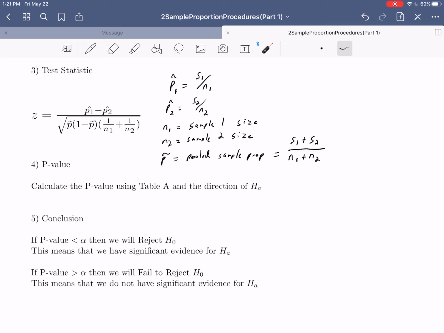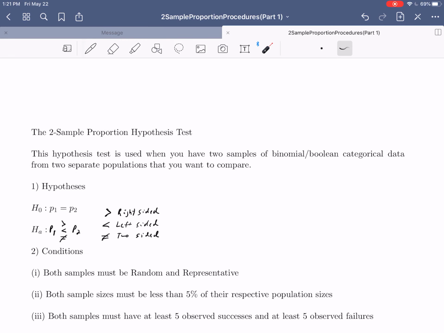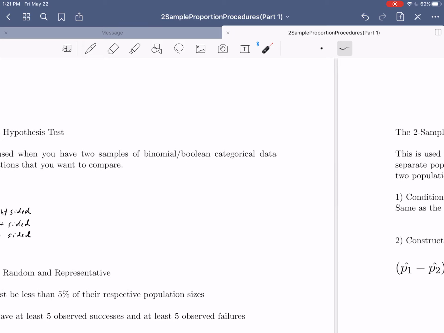All right, so this is your two-sample proportion procedure. Again, this is used when you want to compare two samples of binomial or Boolean categorical data from two separate populations. There is also a corresponding confidence interval, so let's talk about that, and then we'll get to our example.